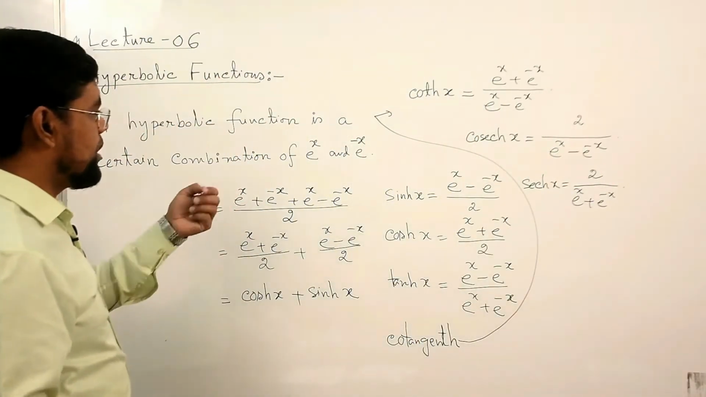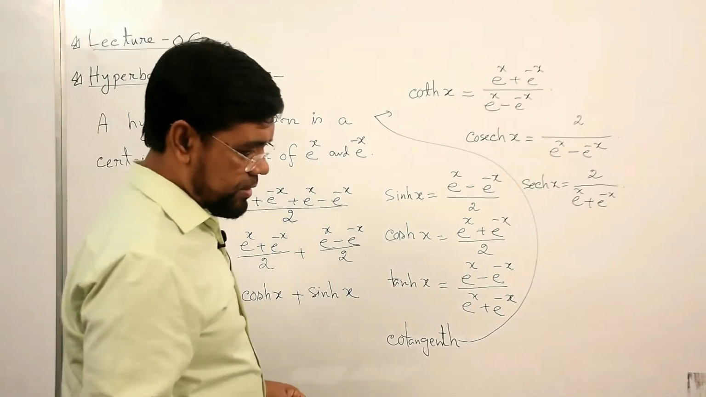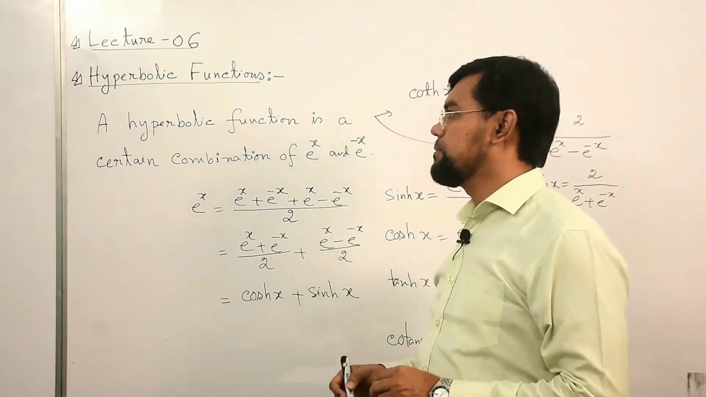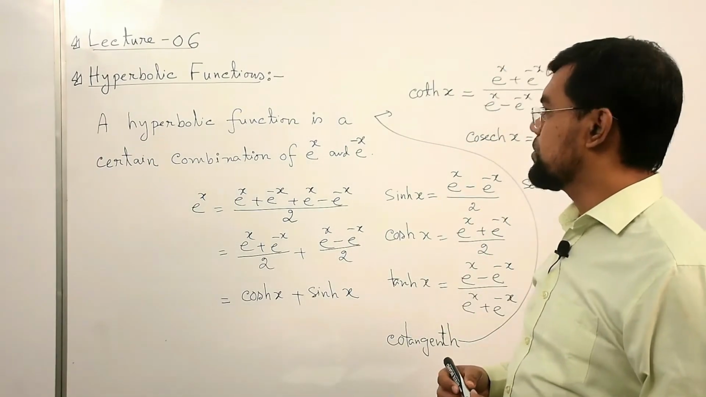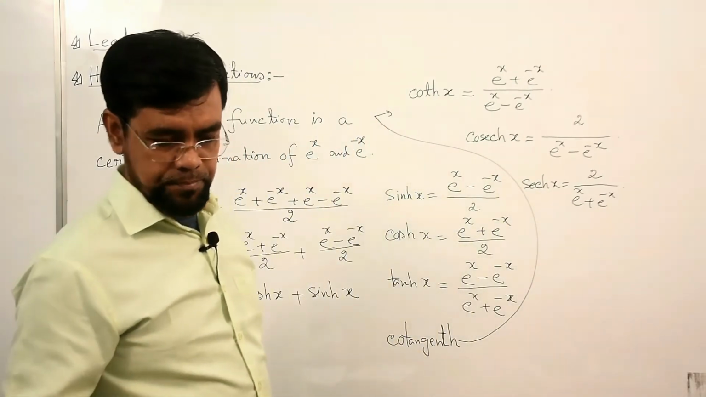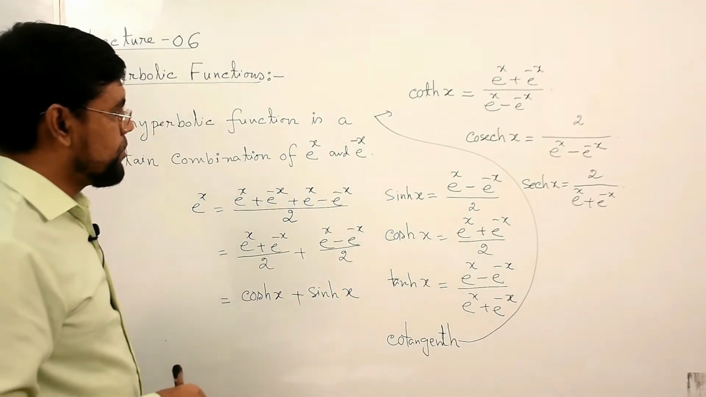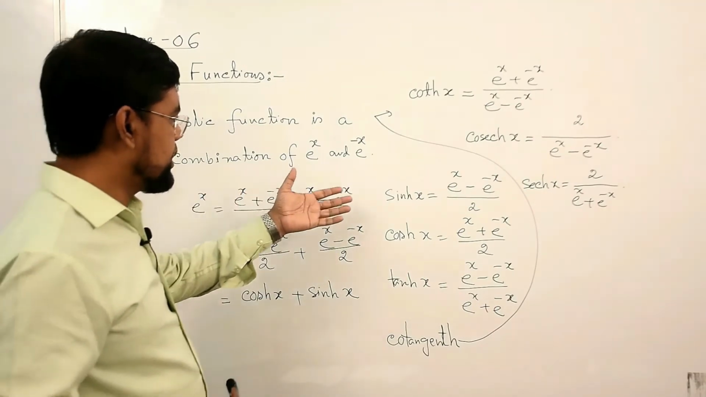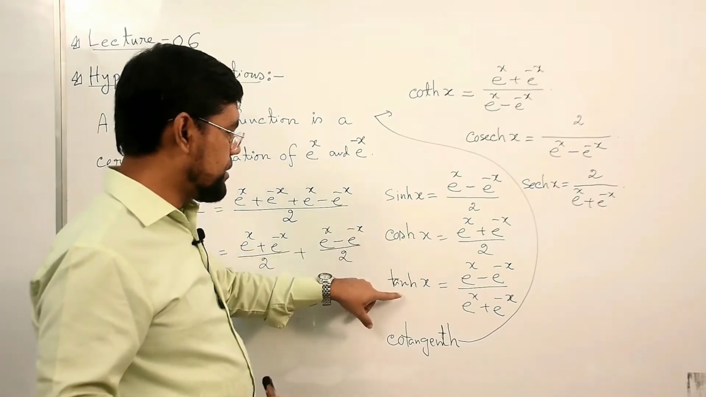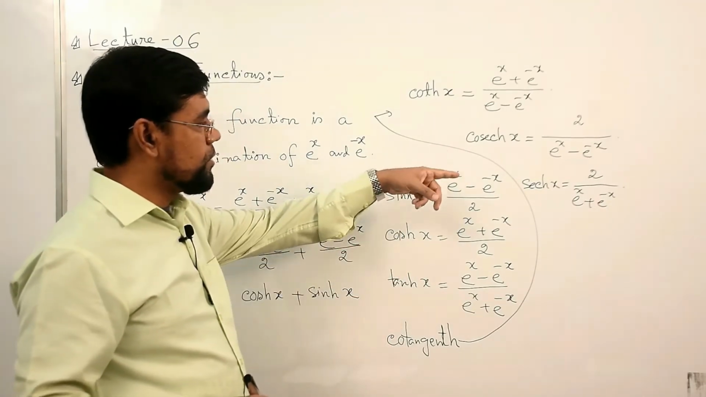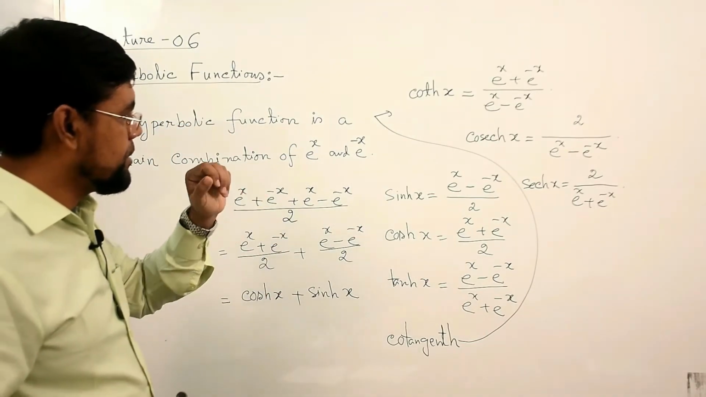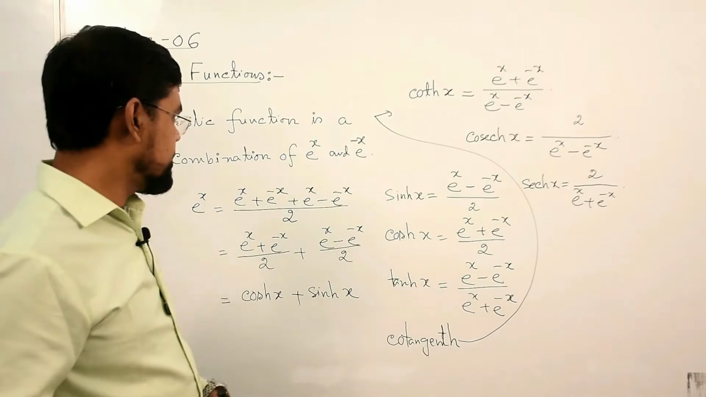So you see, hyperbolic functions have lots of application in engineering problems and have many properties in common with the trigonometric functions. So you can calculate any value of hyperbolic sine, cosine, tangent, cotangent, cosec and sec hyperbolic of x by using these properties.